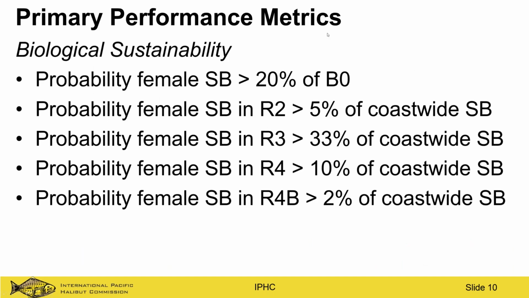To highlight a couple of performance metrics that I'll show you with the MSE Explorer tool in a little bit, we have performance metrics related to biological sustainability. Those are the probability of the female spawning biomass being greater than 20% of B0. This is a very common one we've talked about in the past. And then the probability that the female spawning biomass is above defined percentages in each of the 4 different biological regions. I'll remind you what those biological regions are in a moment. Basically, the first one is getting at the population in general, and these regional ones are getting at adequate distribution of the population across the range, so as to hedge the bets that we aren't reducing the population to really low levels in certain areas.